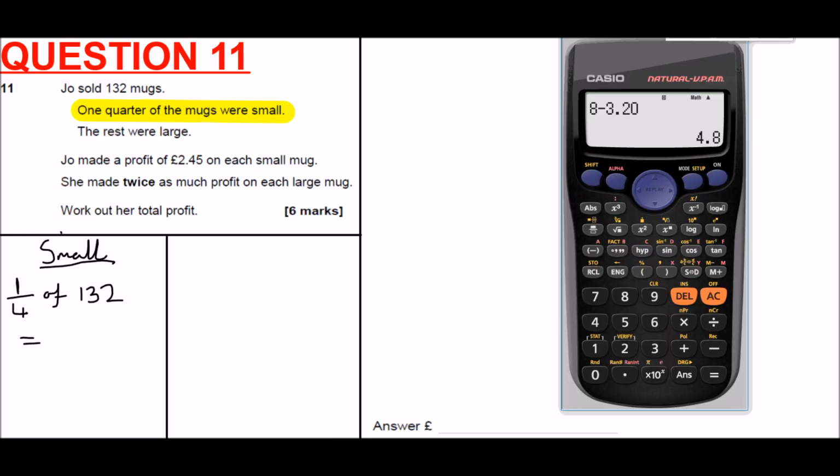So small mugs. She sold 132 mugs, and it says here that 1/4 of them were small. So the number of small mugs is 1/4 of the 132 she sold. So you can work out a quarter of something by just dividing it by 4. Or we could use the fraction button on the calculator and multiply the fraction by the amount which we want to find that fraction of. So a quarter of 132, or 132 divided by 4, would give us 33. So there's 33 small mugs that she sold.